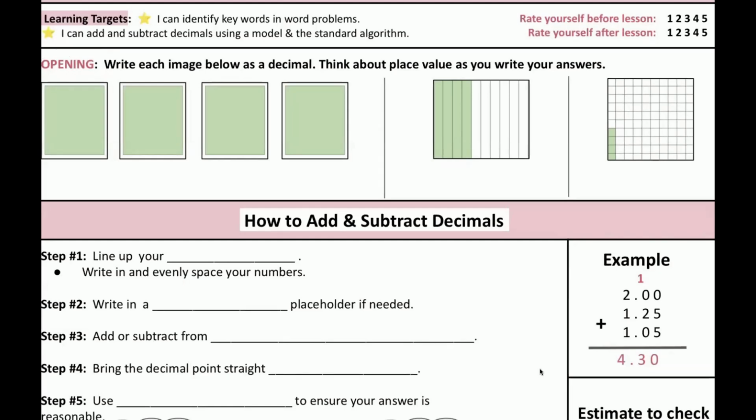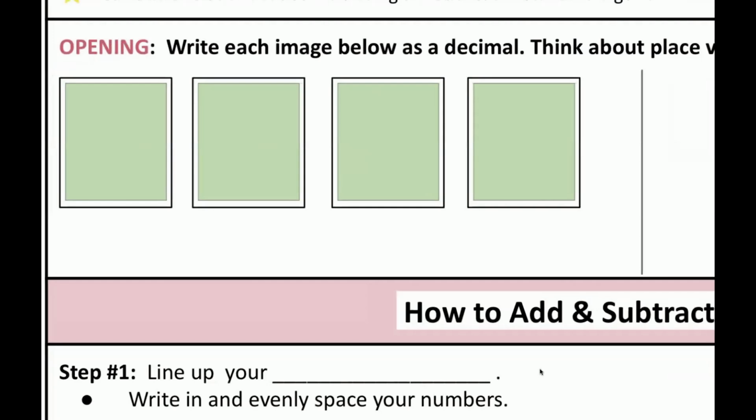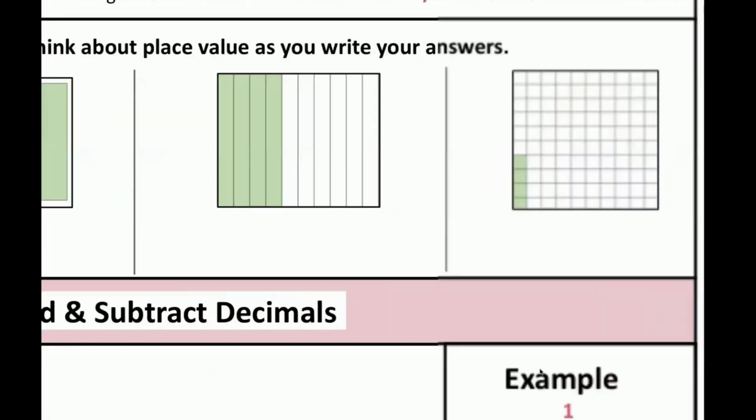Our opening says write each image as a decimal. So when we look at our first image, we can see that we have 4 boxes completely shaded in. So we can write this as 4, or 4 wholes, or you could also write it as 4.0 or 4.00. They are all equivalent.